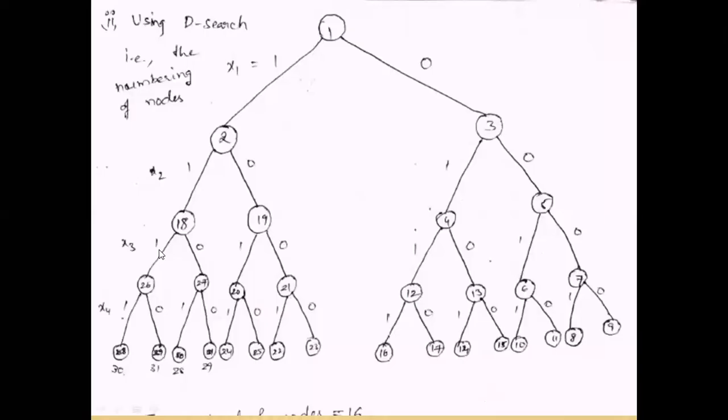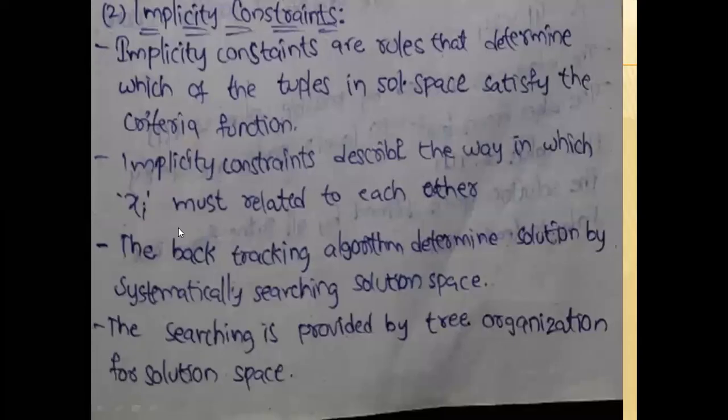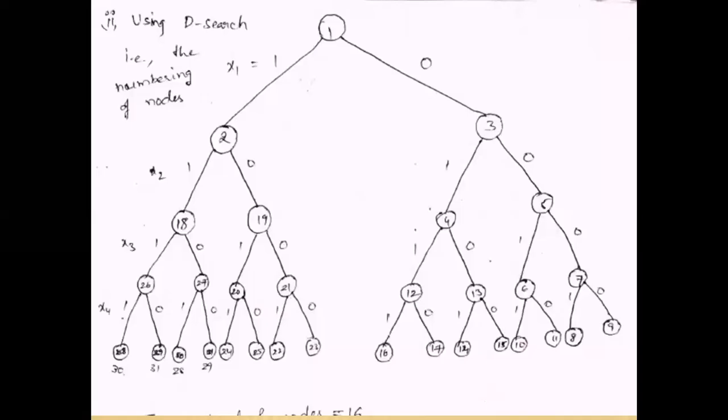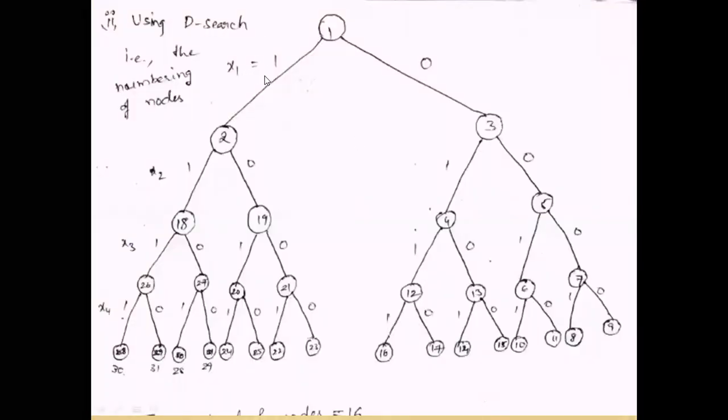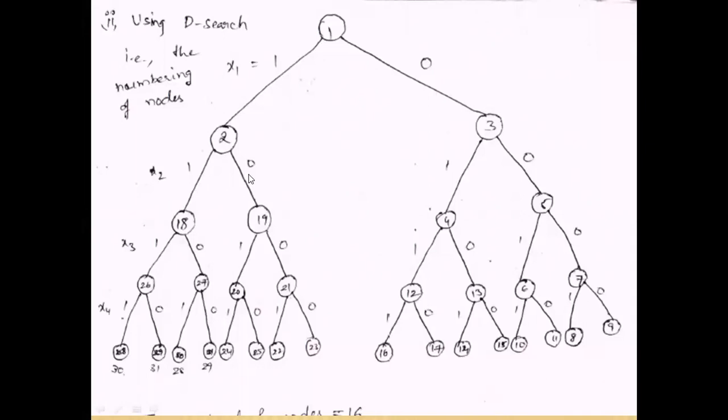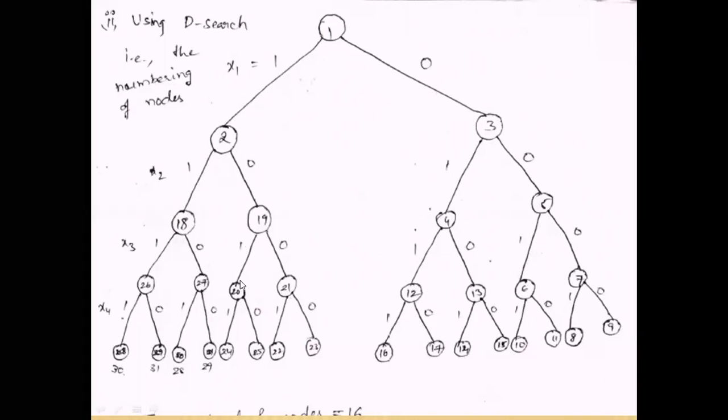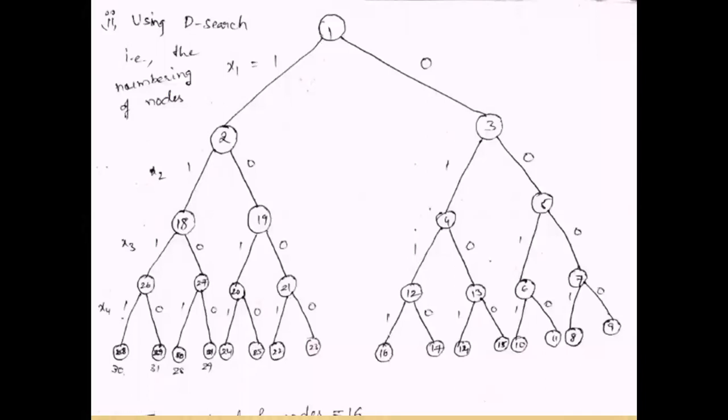For example, 1 0 1 1 means x1 equal to 1, x2 equal to 0, x3 equal to 1, x4 equal to 1. And the 24th node represents x1 equal to 1, x2 equal to 0, x3 equal to 0, x4 equal to 0. So totally the solution is represented by the solution space tree.